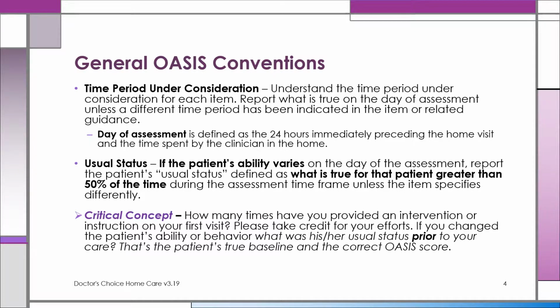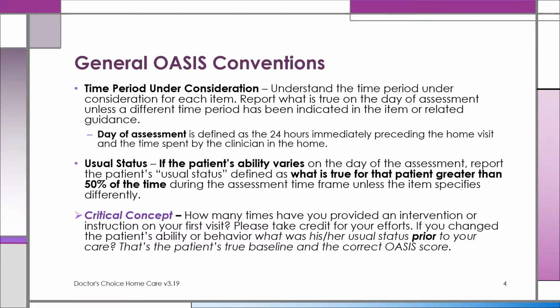Usual status means if the patient's ability varies on the day of the assessment, you're going to look at what is true for the patient greater than 50% of the time during the assessment time frame, unless there's a different time frame specified within the OASIS item. So if you're looking at M1810 upper body dressing, you're going to look at what they're doing more than 50% of the time, and that's how you're going to score them.